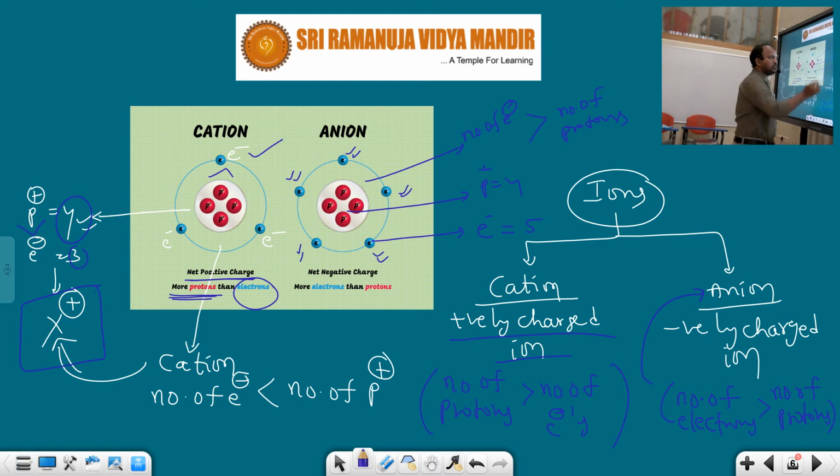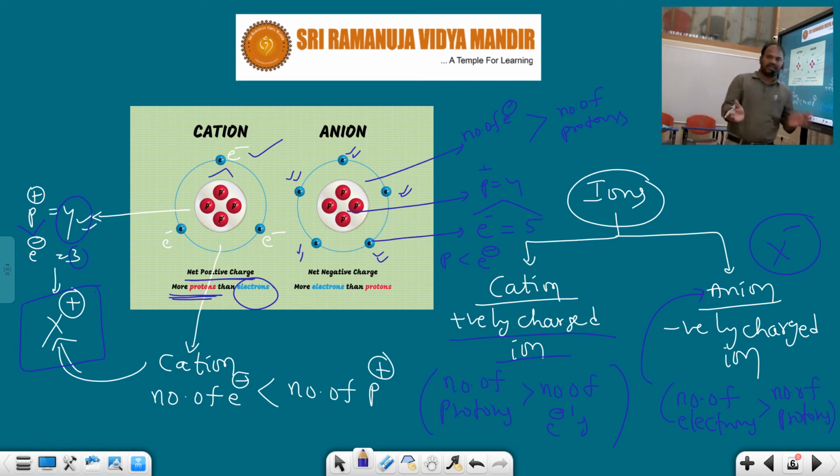So 5 electrons. Which is more, protons or electrons? Electrons are more compared with the protons. Then only which ion forms? Then only a negatively charged ion forms. These negatively charged ions are called anions.